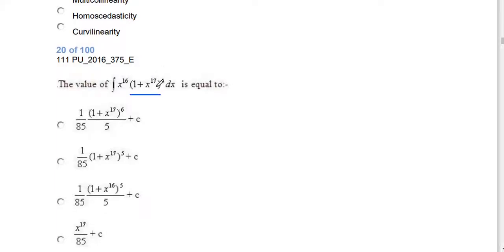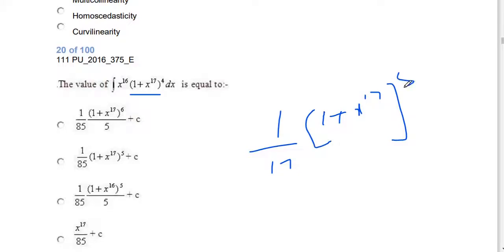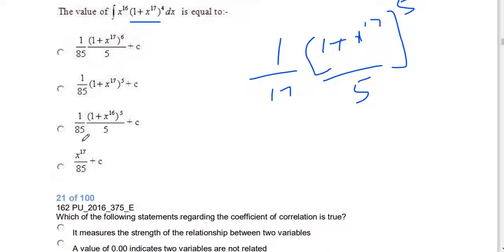Then what we get, when you differentiate, we get 17 here, you can get the denominator with 17. Then we have t power 5, which means 1 plus x power 17, 5. Multiplied by 17, 5 17s are 85. Plus c is common, so the option is where 85 is. This is the correct answer for this question.